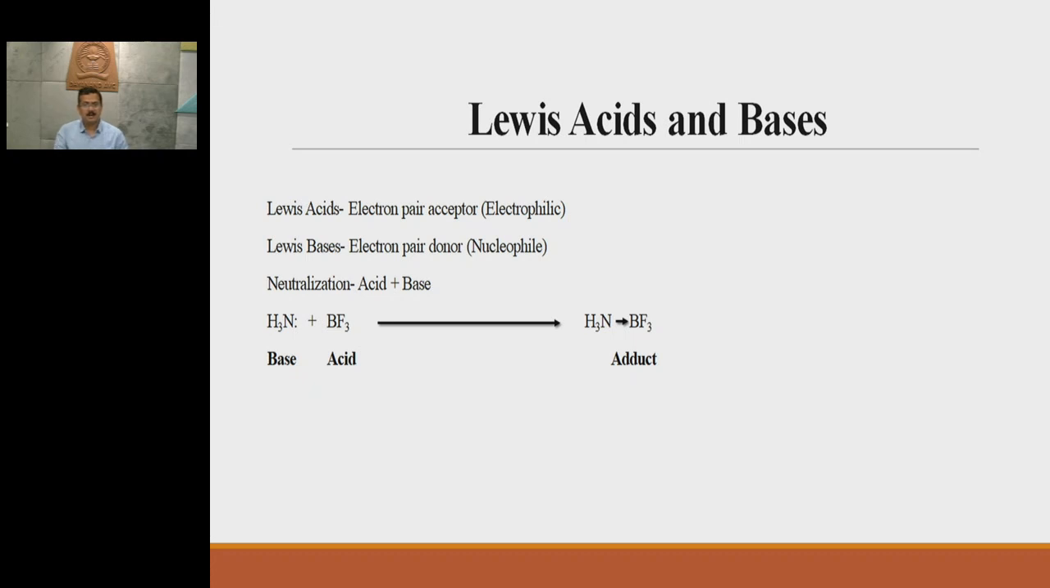Lewis acids are electron pair acceptors, having the ability to accept an electron pair. We also call them electrophiles. Lewis bases are electron pair donors, and we also call them nucleophiles. Whenever neutralization takes place, there is a reaction between acids and bases. Here is one simple example between NH3 and BF3: BF3 acts as an acid and NH3 acts as a base, and we get the final product, the adduct.